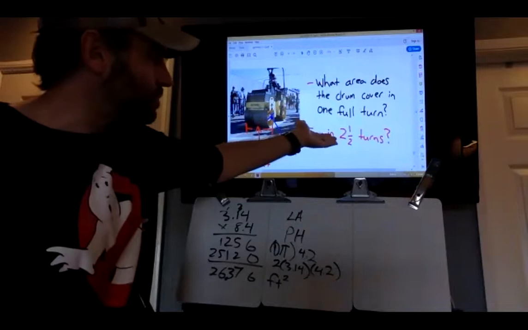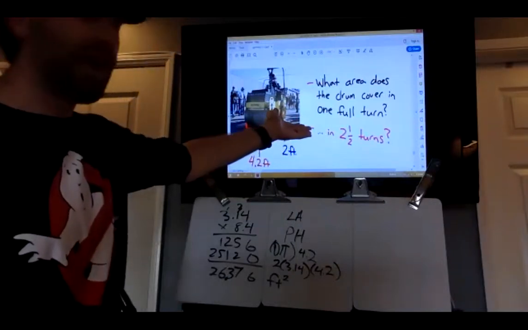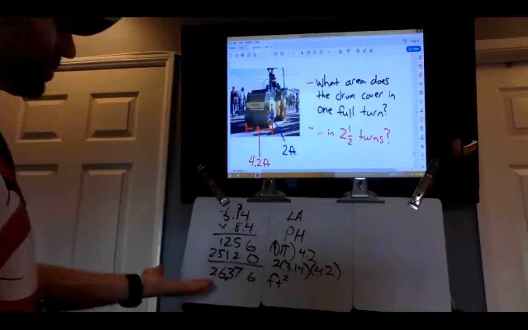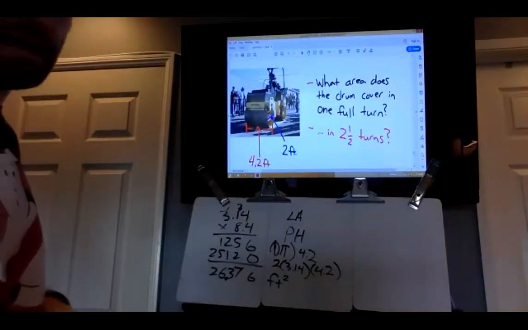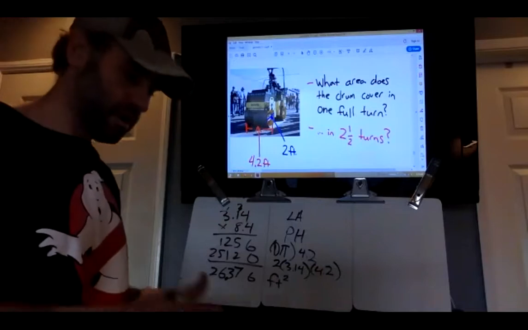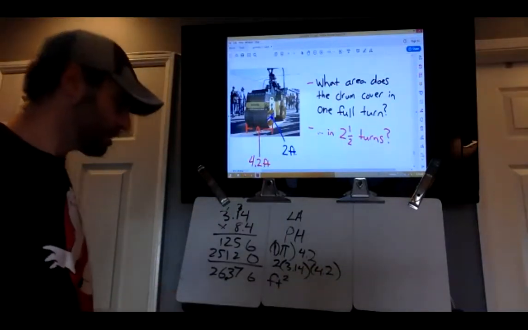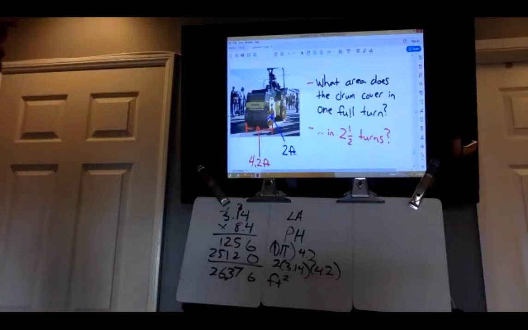So that's what one revolution of this drum is going to produce in area. Now, how would you expand this to the next problem? In 2.5 turns, how much area? What would you do? You would just multiply this times 2.5. Okay? And we don't need to calculate that right now. Any questions about that?